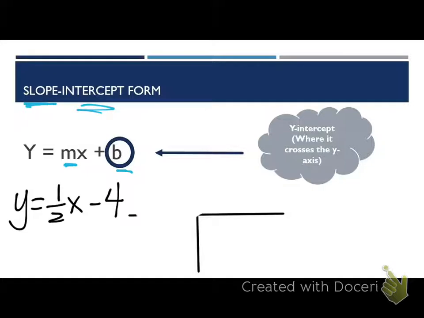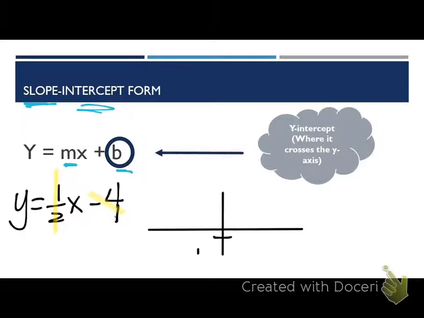like this, I just wrote y equals 1/2 x minus 4. What is the slope here? 1/2. All right, so 1/2, and then what is the intercept? -4. So guess where it crosses the y-axis? At -4. So 1, 2, 3, 4, and then it looks something like that.